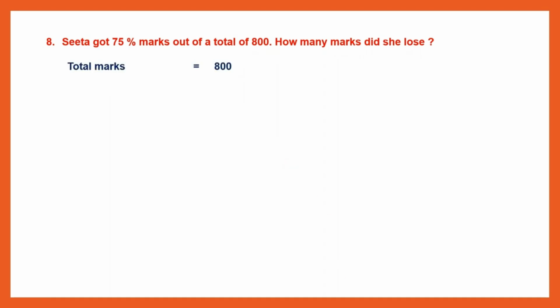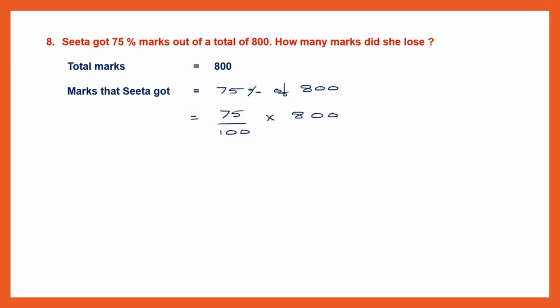So we know the total marks is 800 and we know that the marks that she got is 75% of the total. And the total is 800. So she got 75% of 800. Now how much is that? 75% means 75 by 100 of is into, and we have 800. So 75 by 100 into 800. Let's cancel two zeros here, two zeros here.